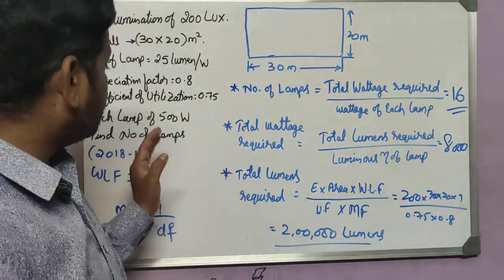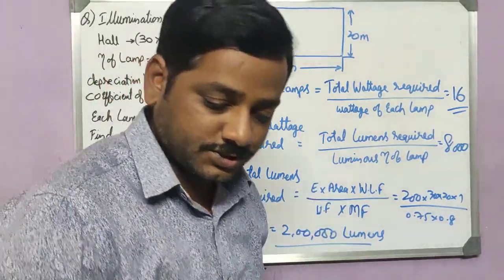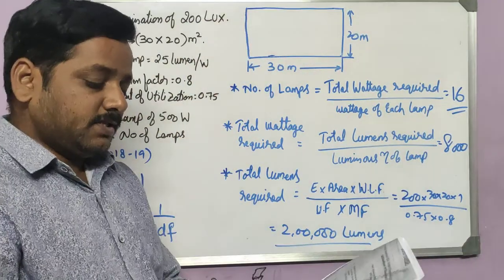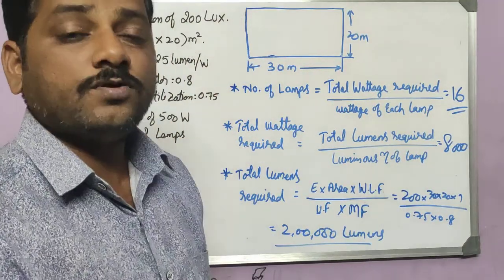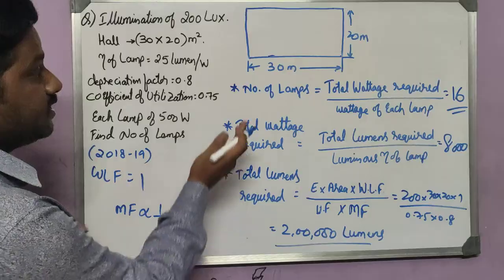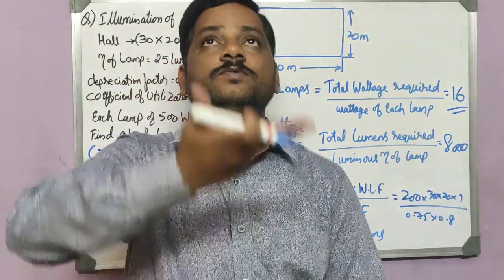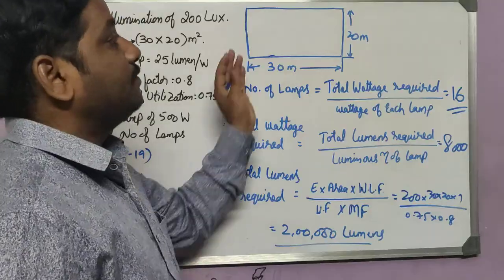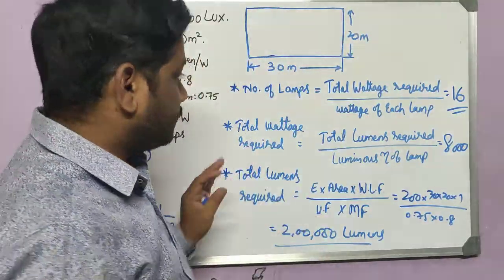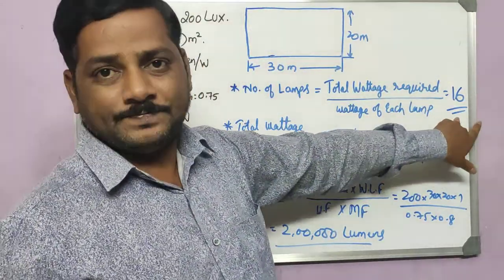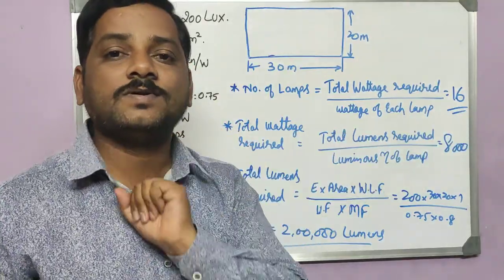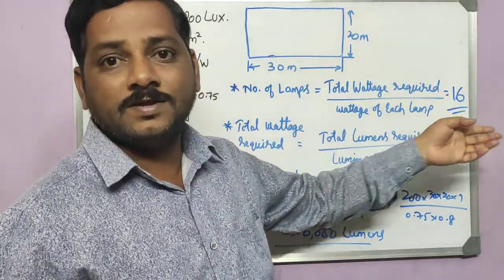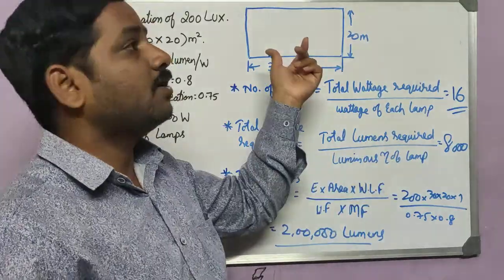They have also given one more important point in the question, that the lamps are fitted 4 meter above the ground. So from the ground level, 4 meter above we have a lamp. That is useful only for the placing of the lamps. Up to this, this is the final answer, because they have just asked you to find the number of lamps. But now let's see how to place it in this hall.